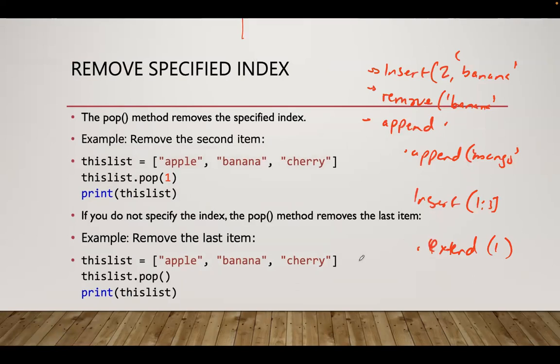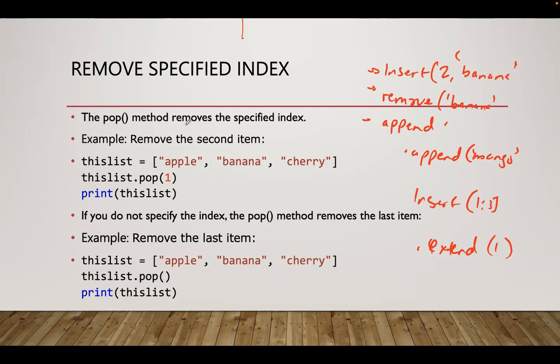So today we're going to go to another one, which is called pop. The pop method removes a specified index. So you will specify the index you want to remove using the pop keyword. If you say remove the second item, you will write the name of the list, then pop, index number 1.